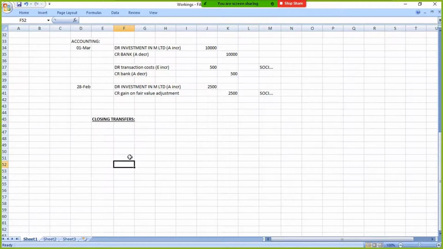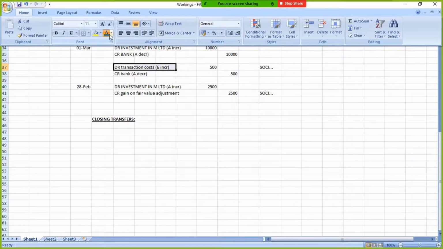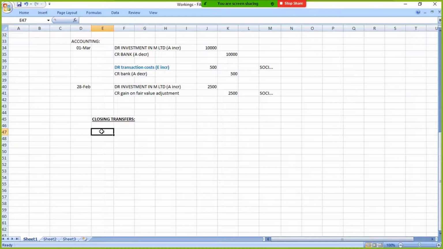Okay, so now we know that they actually wanted closing transfers. Looking at the answer, this is an expense. How do you close an expense off? By crediting it. Do you see that? Yeah. Okay, so these would be the closing transfers.